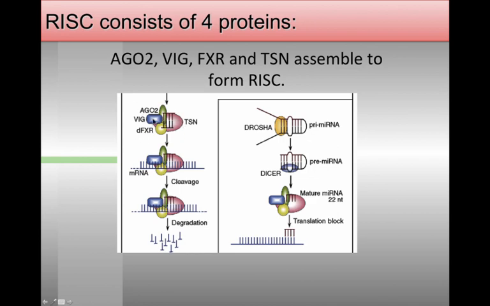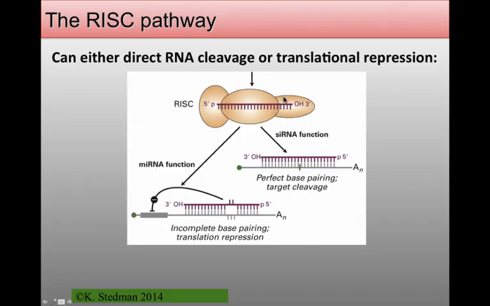So that Argonaute in the RISC complex, the way you get it here again is with Drosha for your microRNAs, leading to Dicer, again 22 nucleotides. If this has come from an exogenous RNA, so small interfering RNA, you get cleavage of your messenger RNA. If it's a microRNA, then it leads to blocking of translation. Again, you either get cleavage of your target or regulation of translation.